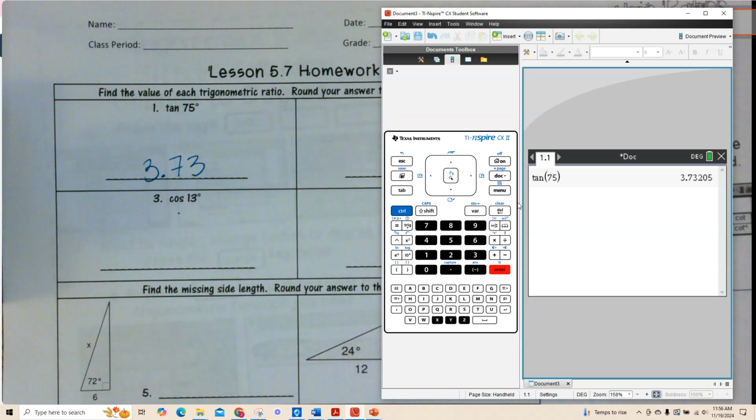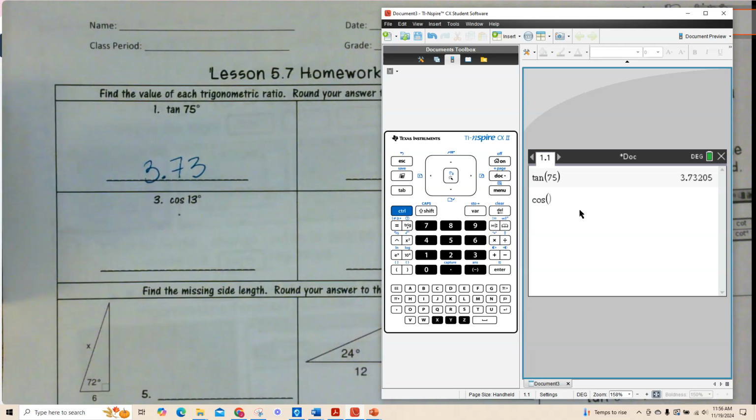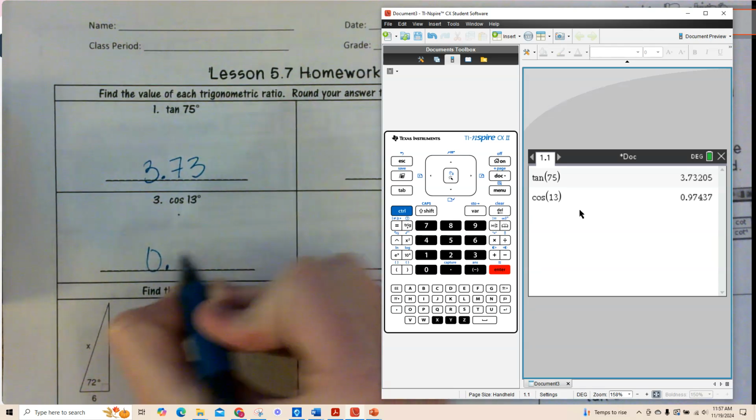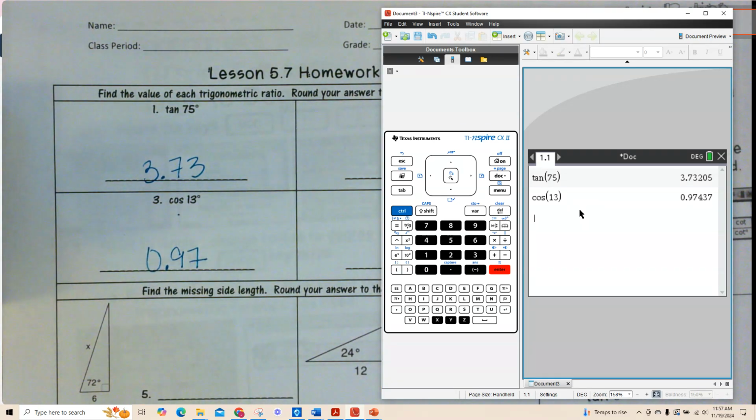Cosine. Same exact process. Press that trig button, find the cosine, and then you just type the number in. 13. 2 decimals. 2 numbers after the decimal. So 0.97. So watch your rounding. Those are easy.